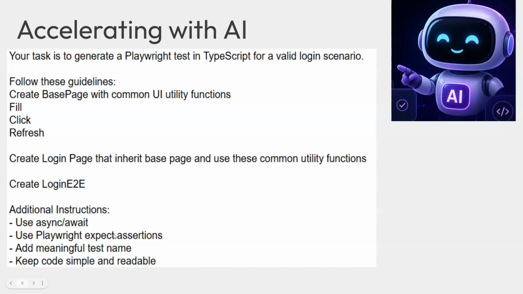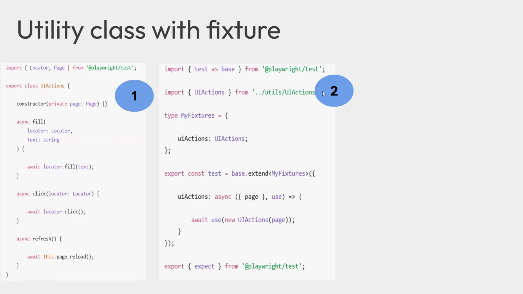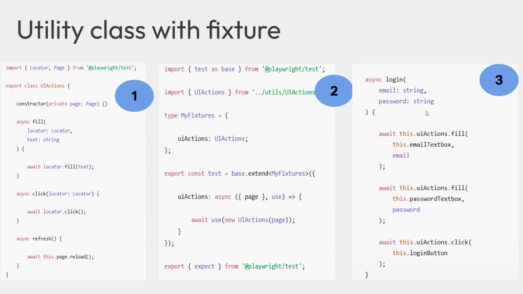Now let us explore other ways to create the UI utilities. In this method, you can create a UI action class and add all the functions that you want to use for your UI interaction. Once the class file is ready, you can convert that into a fixture. This code will convert the UI action class into a fixture. Once the fixture is ready, you need not create the object of this class. You can readily use it in your test because object injection is automatic with the help of the fixture. So you can use it directly in your test. UI action is a fixture which the test is directly using.